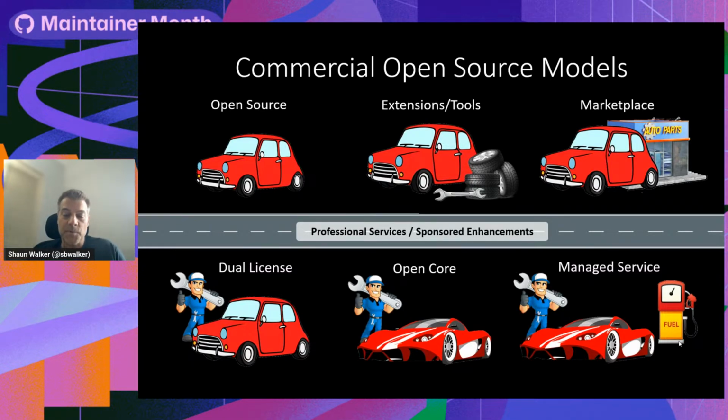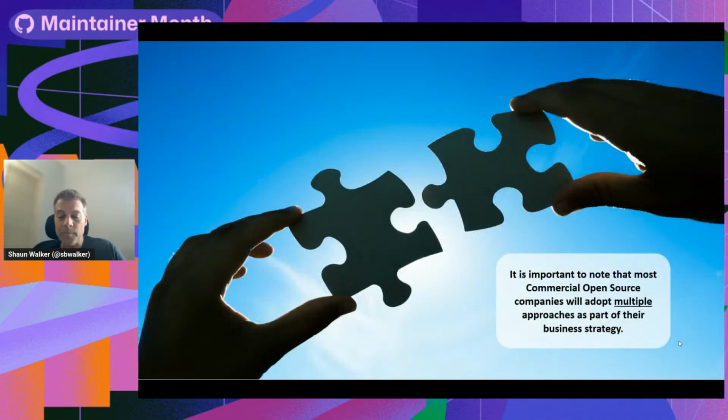So depending on the type of open source project will sometimes dictate some of the commercialization options that you have available. And it's also important to note that most open source projects, if they adopt a commercial model, will actually end up adopting multiple approaches as part of their business strategy. So they won't just follow one single commercialization approach, but they'll have multiple approaches to cater to different stakeholders.